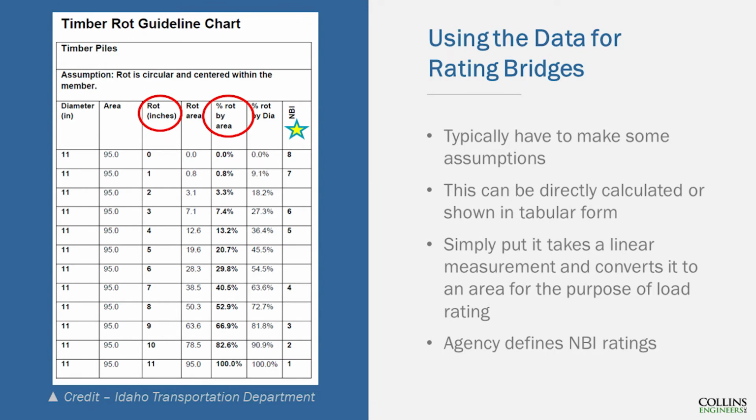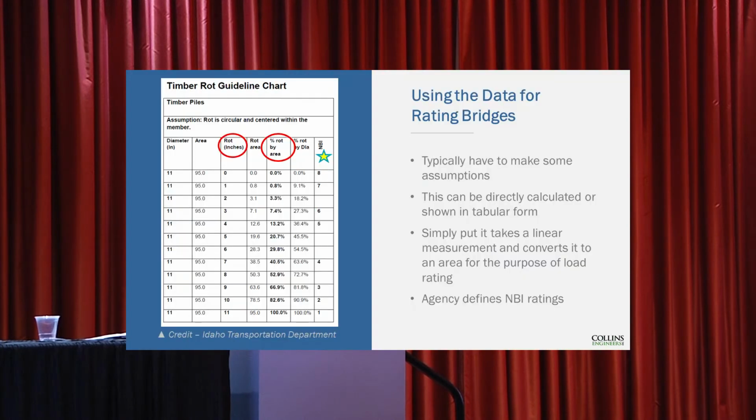So now we can talk a little more about how you actually rate bridges with this, and these are some examples from ITD. Basically, you make some assumptions. You assume that it's uniform and circular and in the center of the pile, which isn't always the case, but for the sake of calculations, you can plug it into a simple calculation and calculate the amount of section loss, or you can use a tabular form like that.